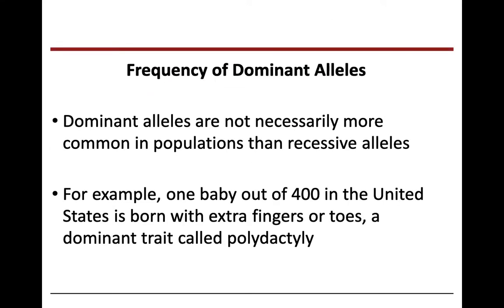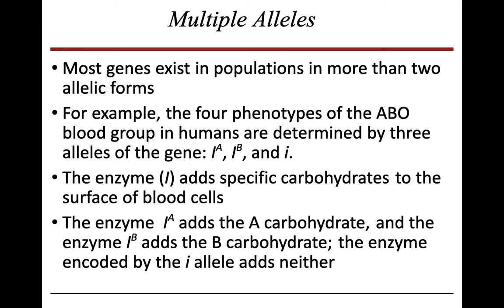Dominant alleles are not necessarily more common in populations than recessive alleles. For example, one type of dominant allele is polydactyly, which is an extra finger or toe, and that is caused by a dominant trait, but only 1 out of 400 babies in the United States are born with this trait.